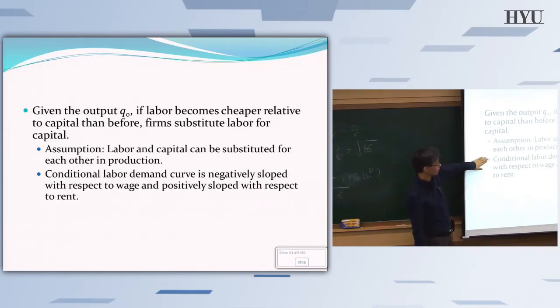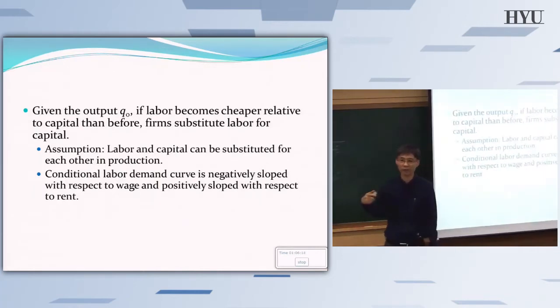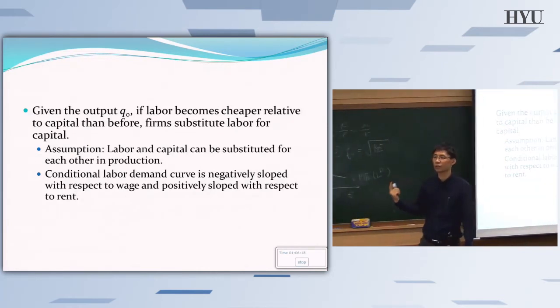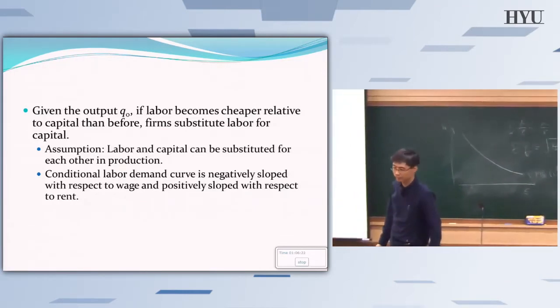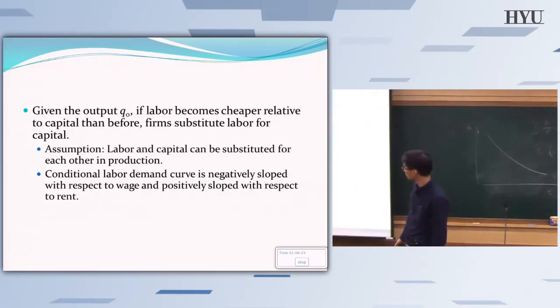So the conditional labor demand curve is negatively sloped with respect to wage, but you can also draw the optimal labor input with respect to rent. So when rent goes up, does labor demand increase or decrease? It should increase. When rent falls, labor demand decreases, because of substitution.